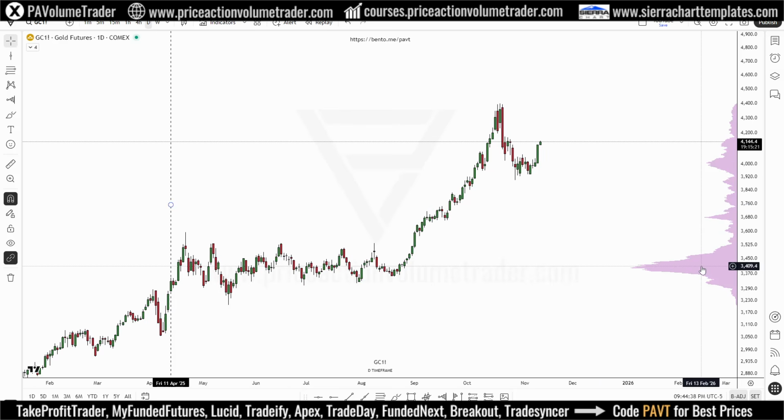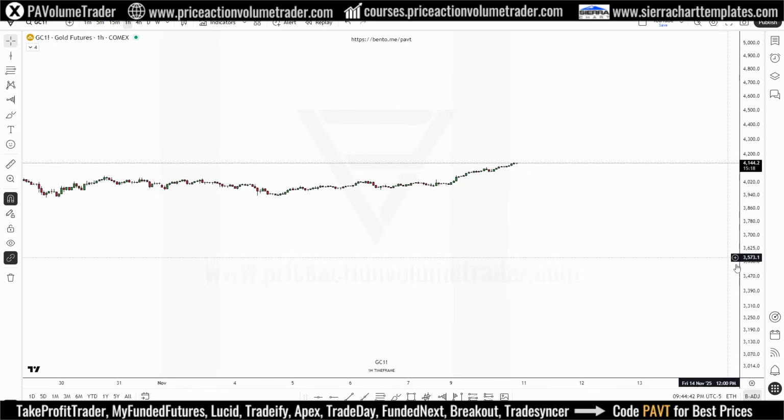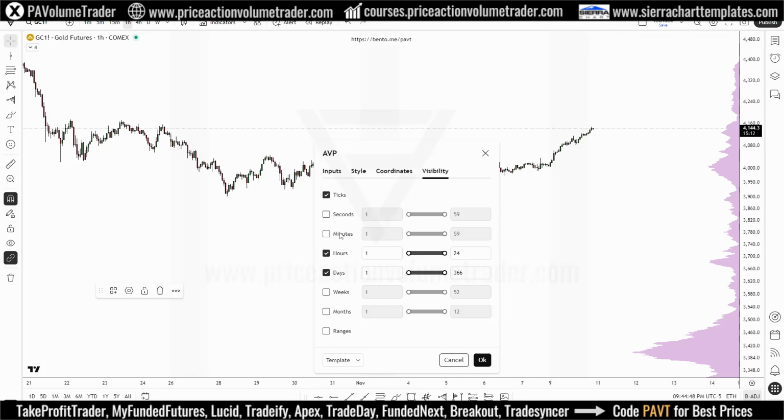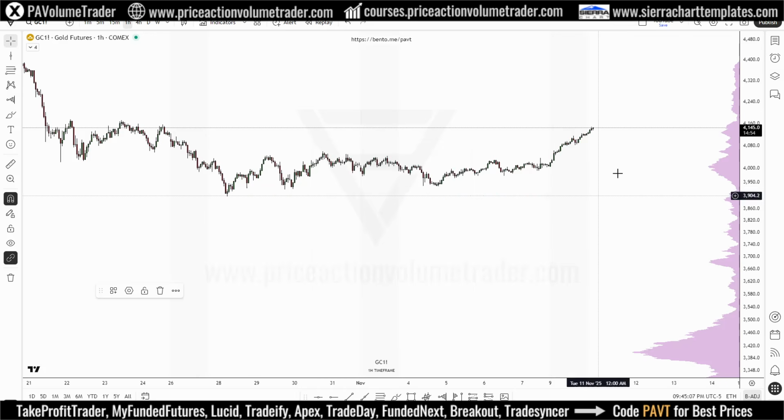And remember, these profiles, if I go into a lower time frame, like the hourly, it is still going to show on the hourly. If I go into my settings, you can see I always have them to show on the hourly and the daily. And my inputs or settings, I always have it as number of rows 3,000, total volume, 68% value area. Okay?